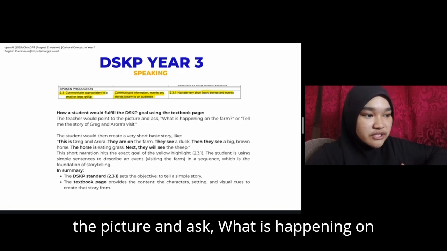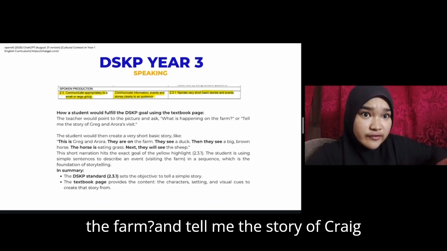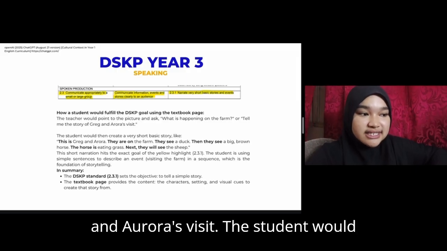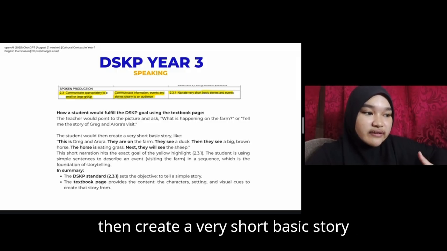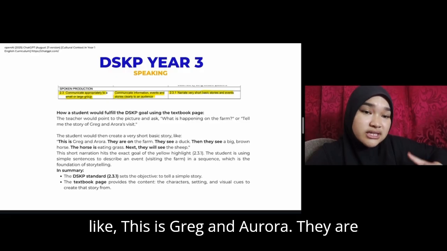The teacher will point to the picture and ask, what is happening on the farm? And tell me the story of Greg and Aurora's visit. The student would then create a very short basic story like, this is Greg and Aurora. They are on the farm.